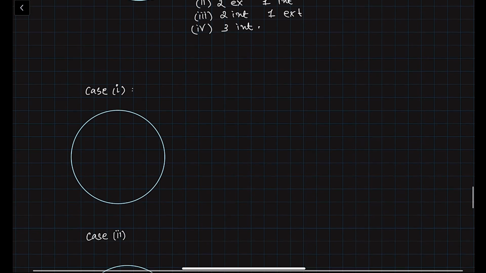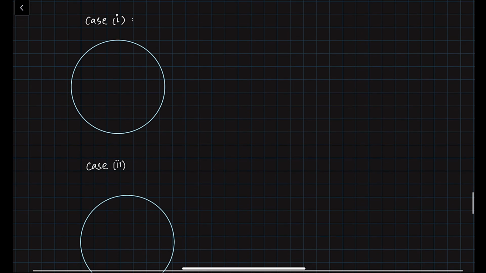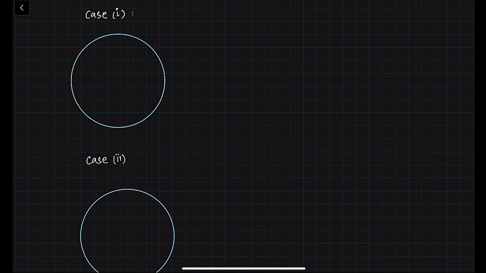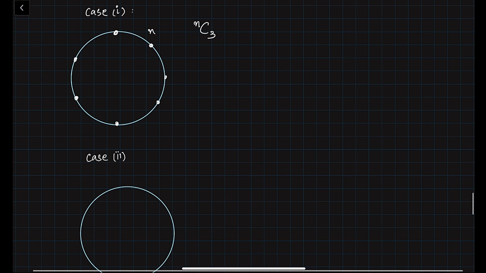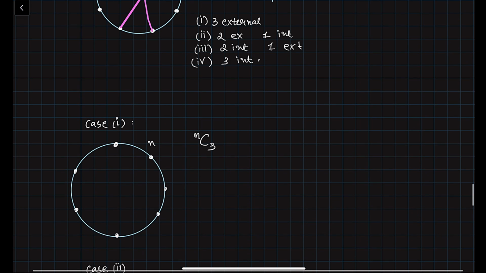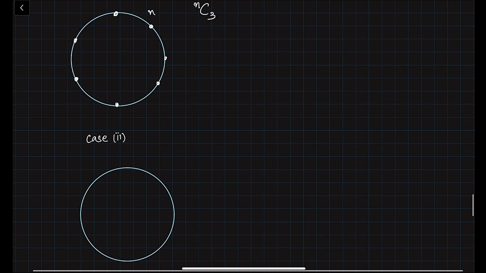First case. When all 3 points are external, right? So there are n points on this circle. This is the easy case. So there are n points. We choose any 3 points. We can form a triangle, right? Now the second case. Second case is 2 external and 1 internal.